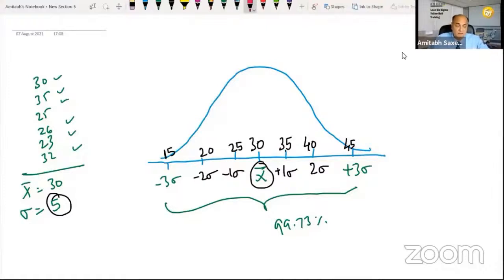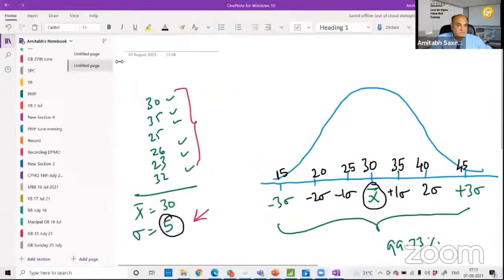Say you are a production company, an operations company. 30 tons per day is your average production, and the standard deviation is 5 tons. How did I get it? I collected the data for 30, 40 samples. By the way, let me tell you one more thing.